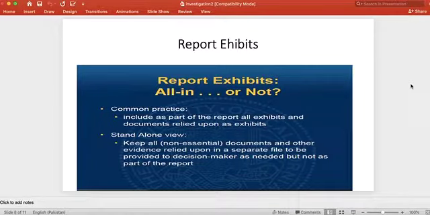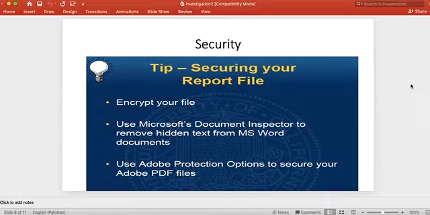Sometimes, like here, a stand-alone view: keep all documents and other evidence relied upon in a separate file. So instead of attaching these exhibits, they can sometimes be handled separately as well. So in this way, report exhibits are also to be considered, attached with the report or kept in a separate file as well. Security of the report.